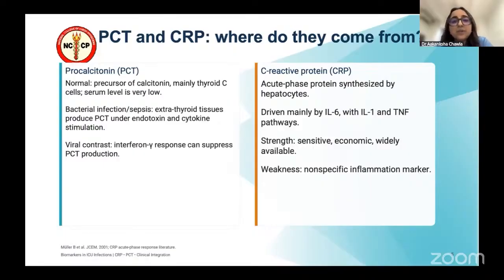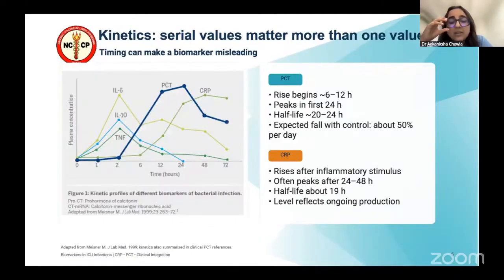Then CRP is synthesized by hepatocytes. It is driven mainly by IL-6, IL-1, and TNF pathways. The weakness of CRP is that it is a non-specific marker of inflammation. It is widely available, economic, sensitive, so it is very often used. But you should always know how to interpret the values and correlate it clinically and never use it as an isolated blind marker.